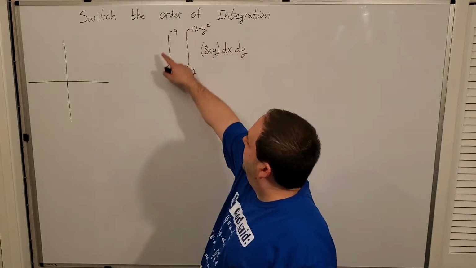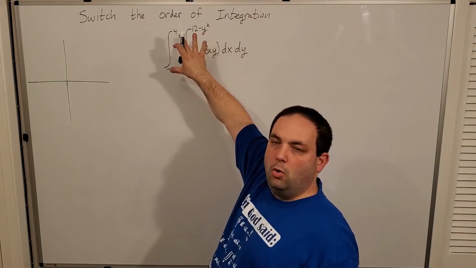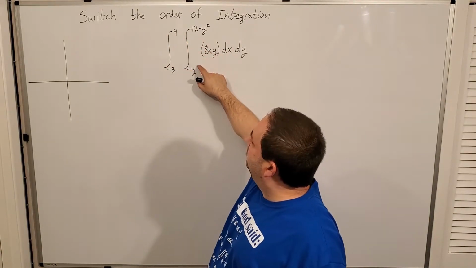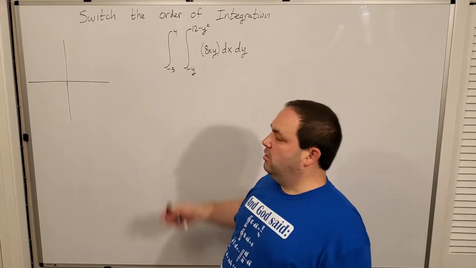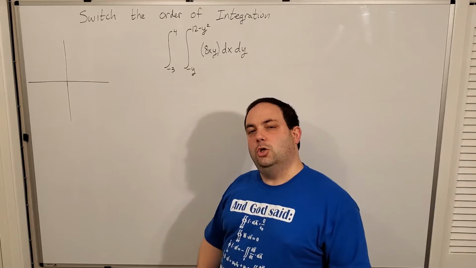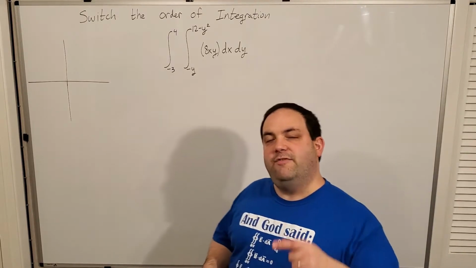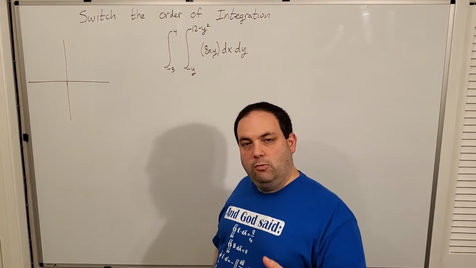And the whole thing is technically supposed to be a dy integral on the whole, as far as the final computation. So I can't have these y's hanging outside, right? To switch the order of integration here, I'm going to have to look at the region in which I'm integrating and see if I can arrange the dependency in a reversed fashion.